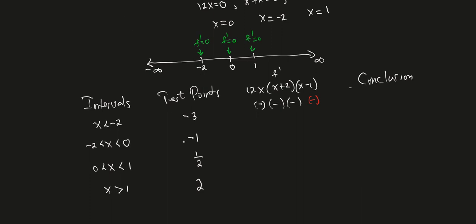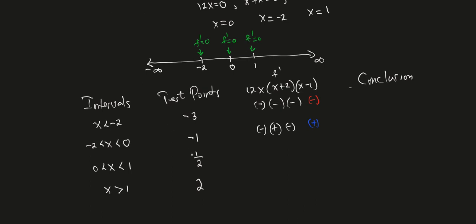And let's repeat this process for the other 3 test points. So if I plug negative 1 into the 12x factor, again, I'll get something negative. If I plug negative 1 into the x plus 2 factor, look at that, I get something positive. If I plug negative 1 into the x minus 1 factor, I get something negative. So now, a negative number times a positive number times a negative number will always give me something positive. Again, I don't care whether it's 1,000 or if it's 0.0001. I just need to know if it's positive, right, or negative.